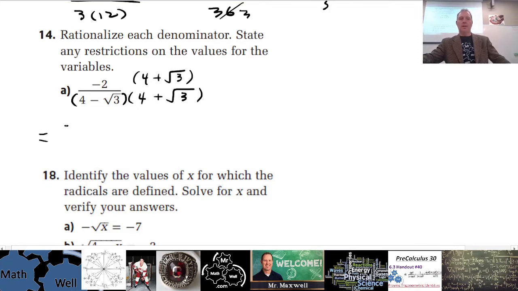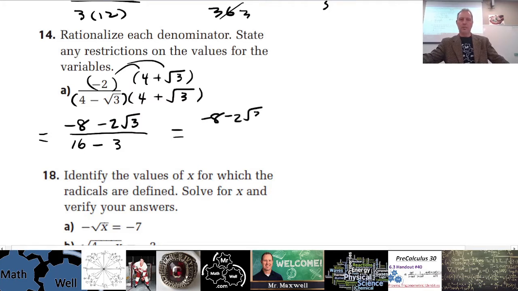So the top becomes negative 8 minus 2 root 3 when I distribute this 2 to each term. And over here we have a difference of squares now, so that's going to be 4 squared, or 16, minus root 3 squared, or 3. So negative 8 minus 2 root 3 over 13.